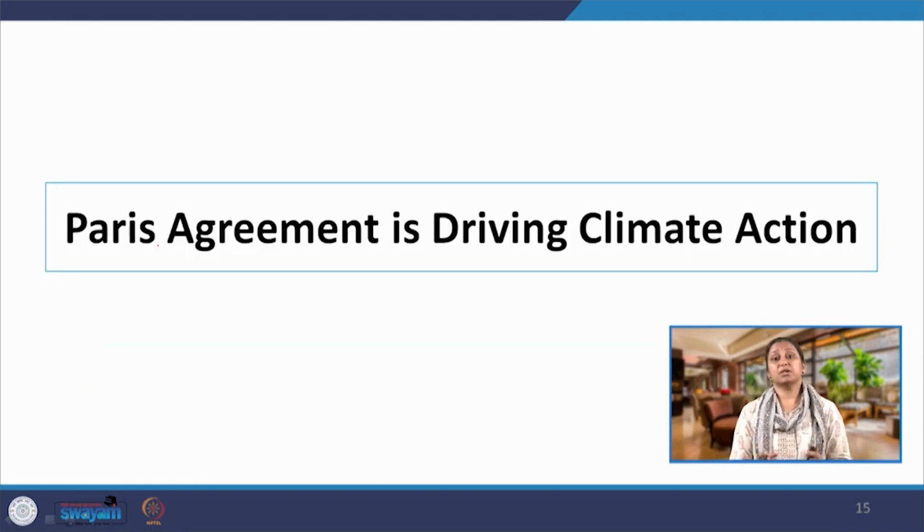But the Paris Agreement is actually a successful agreement in the sense that it is driving a lot of action across the world. One good thing is that it has brought almost all the world together.